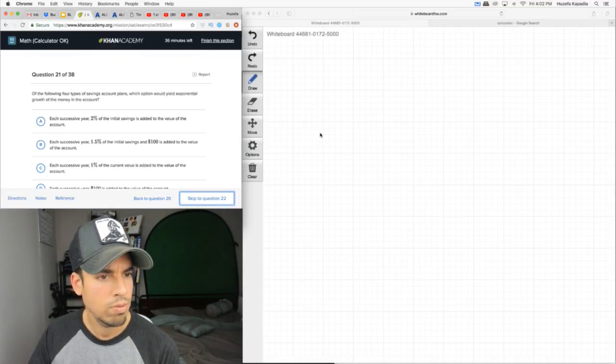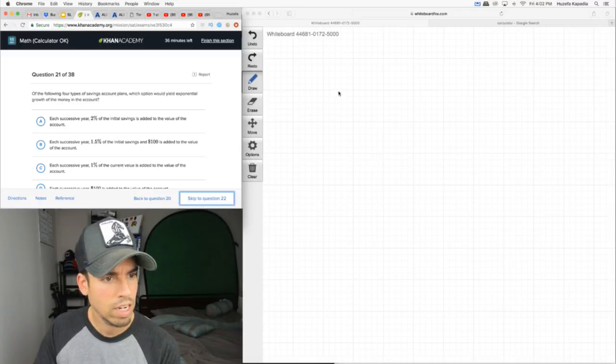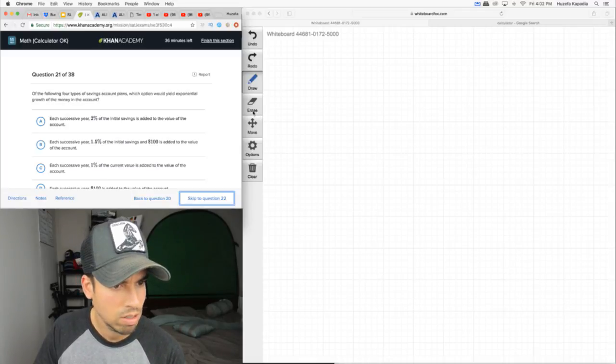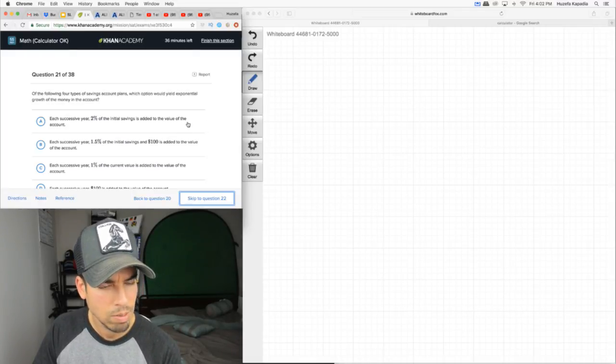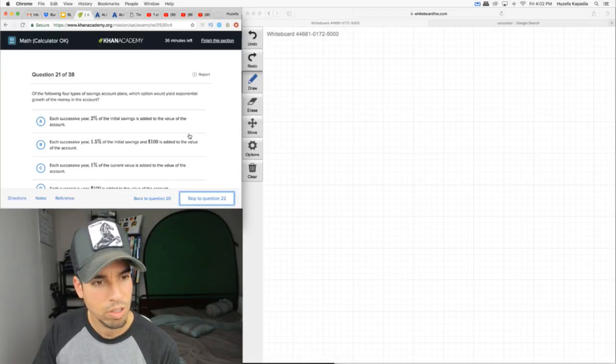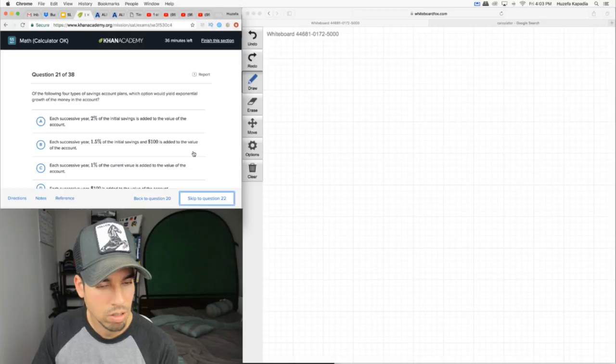Of the following four types of saving account, which option would yield exponential growth of the money in the account? 2% of the initial savings pot. Nope. This would just be simple interest. 1.5% of the initial savings and $100. No, that's not it.